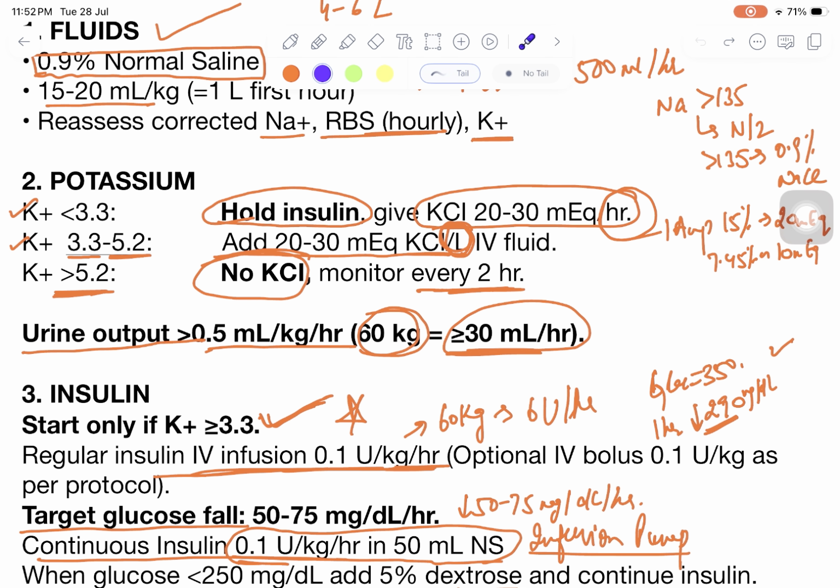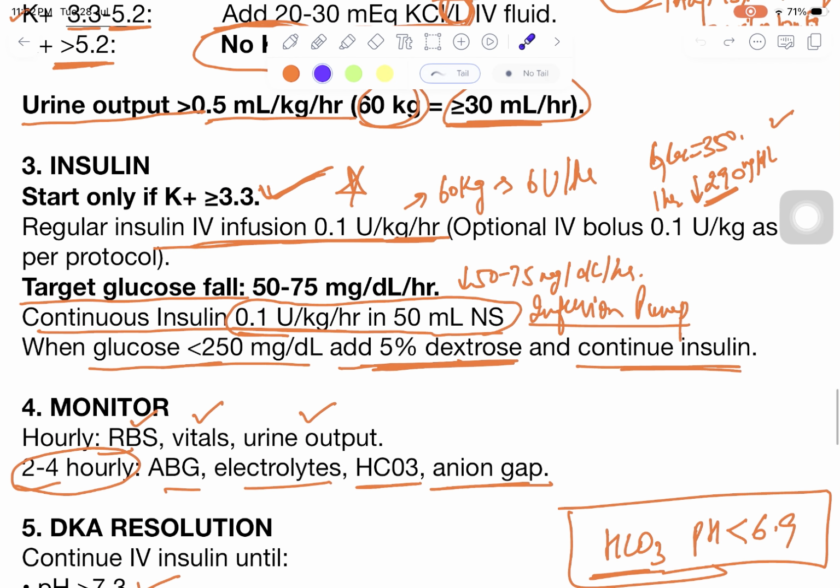Next is the insulin part. Insulin should be started only if potassium is more than 3.3. This you should remember. First you have to give the bolus dose of 0.1 unit per kg. That means if patient is of 60 kg, you have to give 6 units, right? Then you have to give the continuous insulin, that is of same units, 0.1 unit per kg per hour. That means 6 units per hour in case of 60 kg patient.